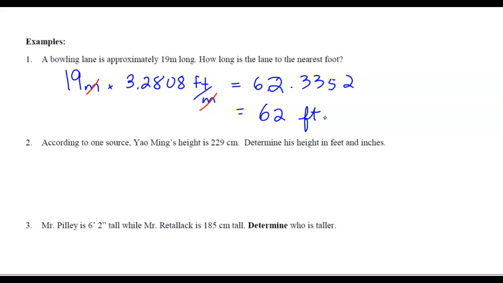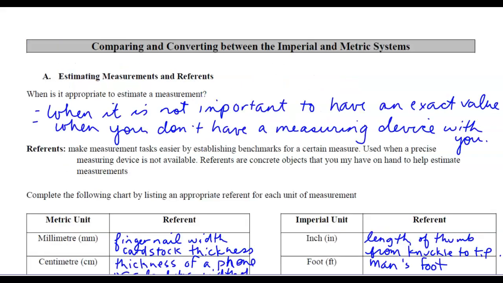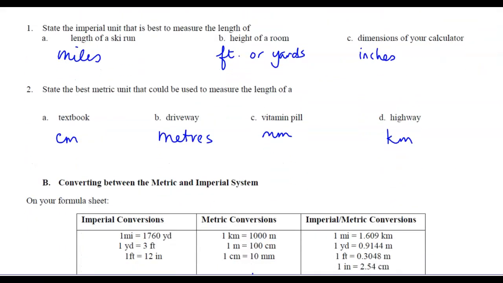Okay, next one, Yao Ming's height is 229 centimeters. Determine his height in feet and inches. So it's not determine his height in feet and then in inches. It means give his height. Is it 6'3"? Is it 7'2"? Is it 5'3"? Feet and inches. He's a really tall basketball player. So we want to, so centimeters to inches. Oops, go back to the previous page or look on your formula sheet.